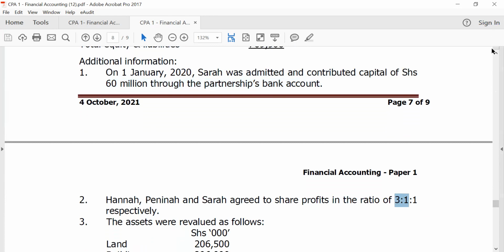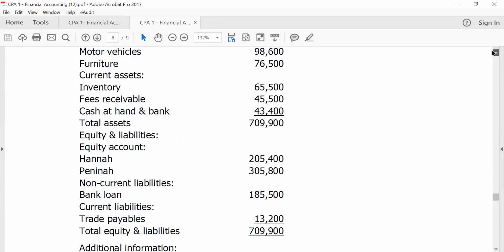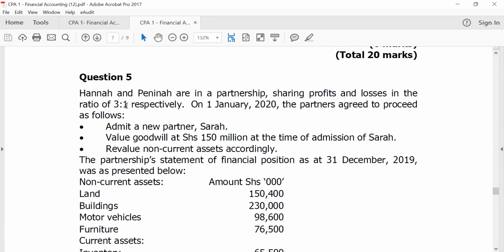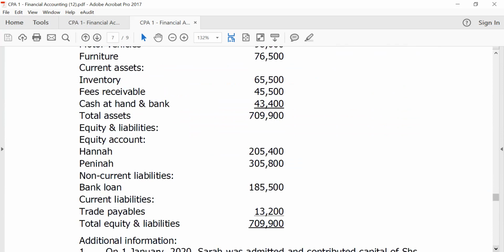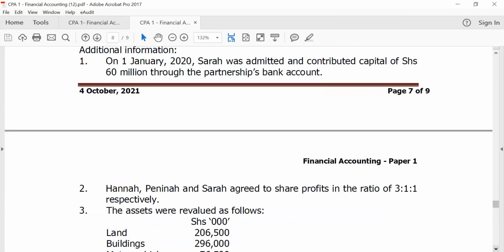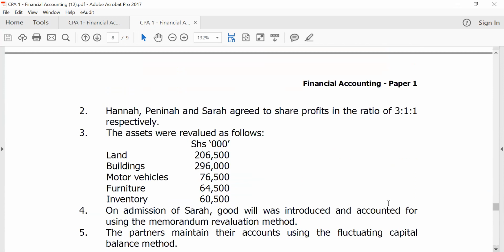Now, one thing that you also understand is that whenever we admit a new partner, the ratios will change definitely, because if they were sharing 3 to 1, they were 2, there needs to be a new profit sharing ratio, which will always be provided to us right here. And then they are also telling us that the assets were revalued.